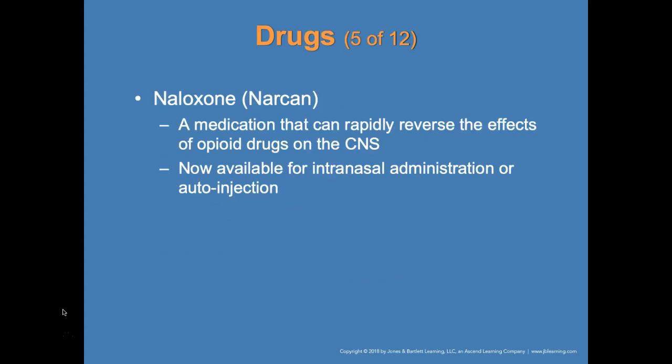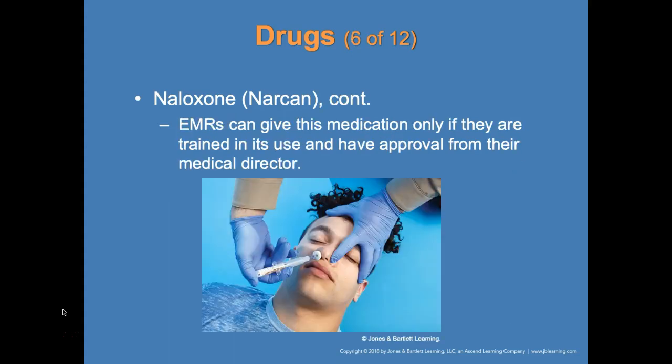One of the drugs that we give to counteract opioid problems is Narcan. It rapidly reverses the effects of opioid drugs on the central nervous system. A lot of people are now carrying it. I know police departments that are carrying it, fire departments that are carrying it. It can be administered intranasally or by auto injection, kind of like the EpiPen or that 2-PAM chloride. Once again, only if you're trained and have approval from your medical director are you allowed to give it.